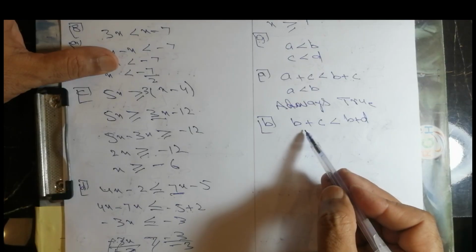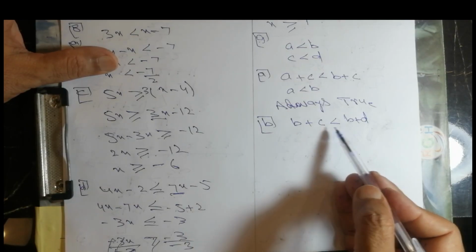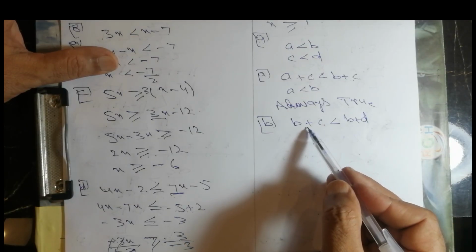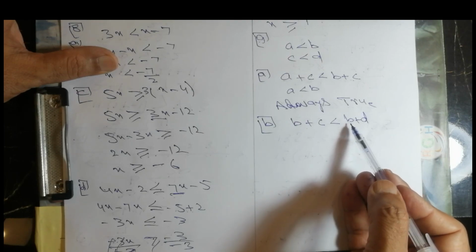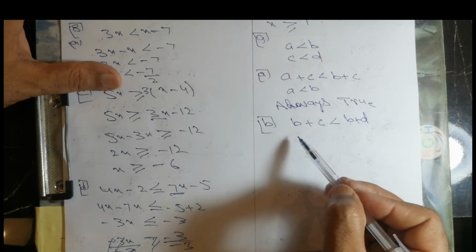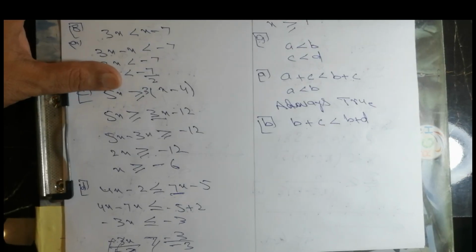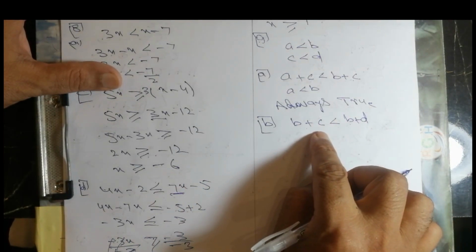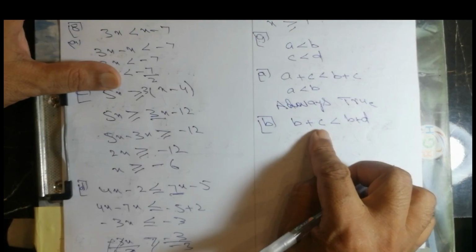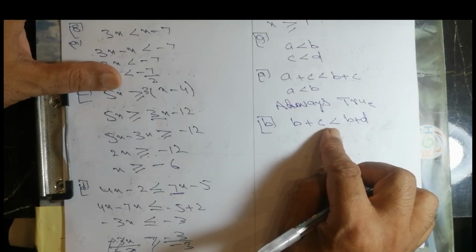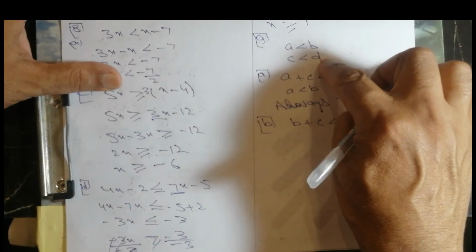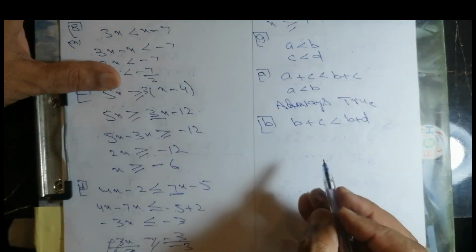So here, same condition. Because you see B is on both sides, we can cancel this B on both sides. When we subtract B on both sides, then there will be C less than D, which is as per the given condition.